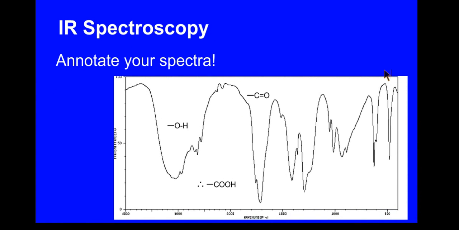IR spec, annotate your spectra. So I've just written there, that's an OH. It's actually the OH of a COOH group because it's in the right region for that. There's a C double bond O, and so therefore this molecule must contain the COOH. If you don't get a broad absorption around here, remember the alcohol one's a bit further to the left, you could say the molecule does not contain an OH group.